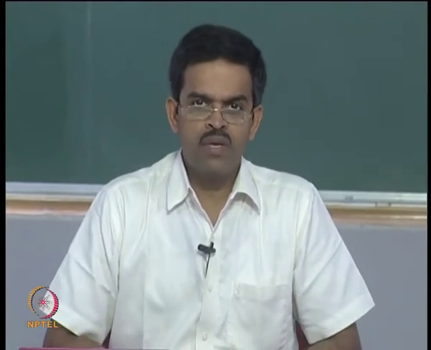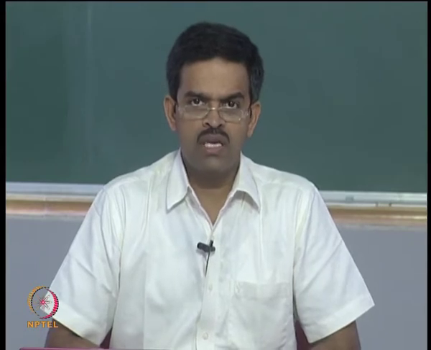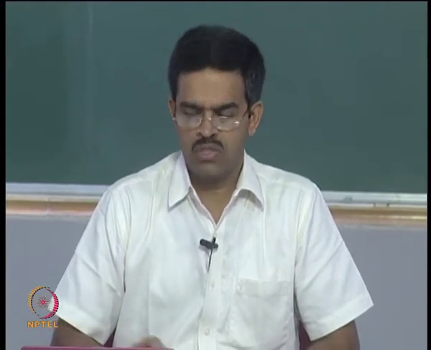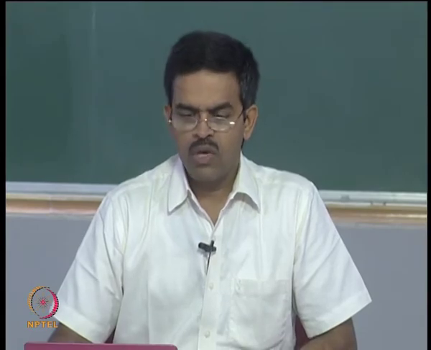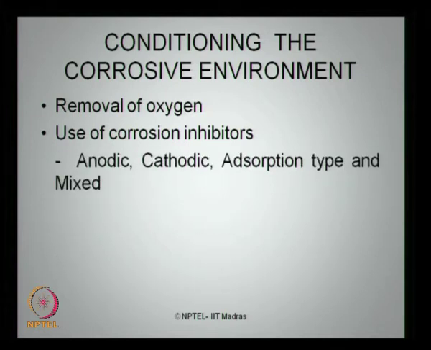Let us quickly look at how to condition the corrosive environment. There are 3 components of corrosion prevention. One is conditioning the metal, 2 is conditioning the environment which is responsible for corrosion. You can do it in 2 ways. One is removal of oxygen, or you can use what are called corrosion inhibitors, which can also help to condition the corrosive environment to a greater extent. When we talk about use of corrosion inhibitors, you can use anodic type, cathodic type, absorption type and a mixed variety of these 3.